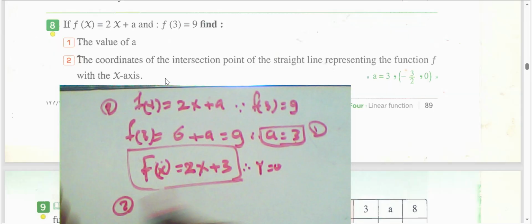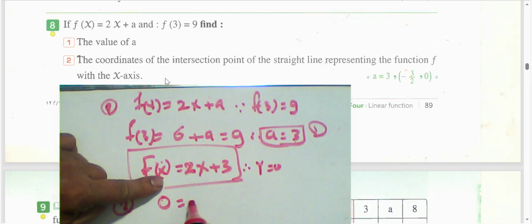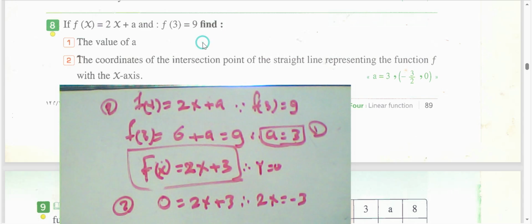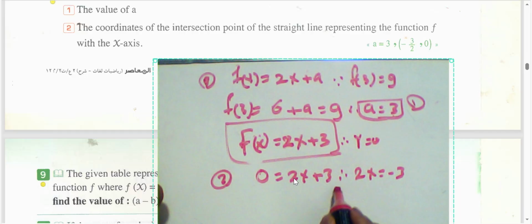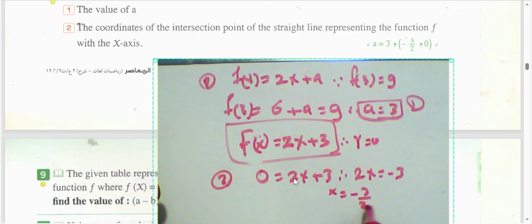And number 2, put the value of f of x equals 0. 0 equals 2x plus 3. Then 2x will be equal to negative 3. The value of x will be negative 3 over 2. Okay, the point will be negative 3 over 2 and 0.